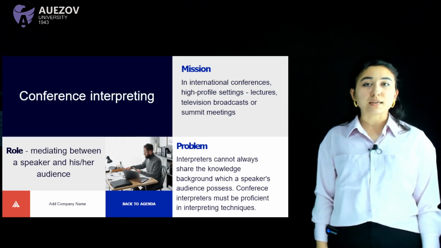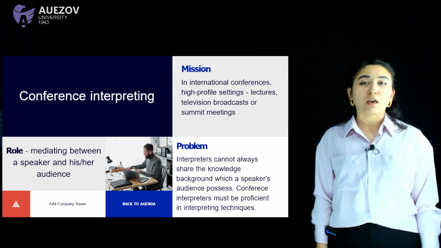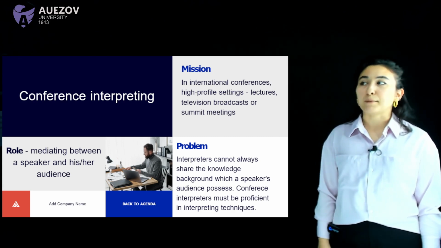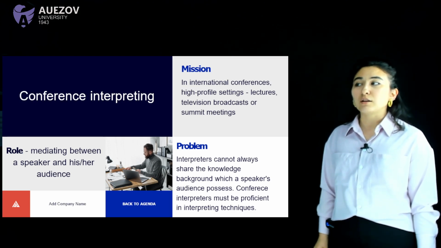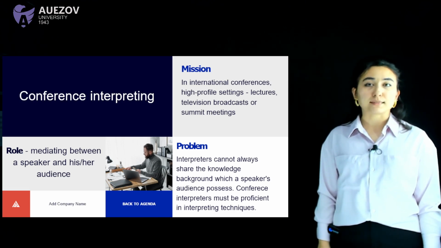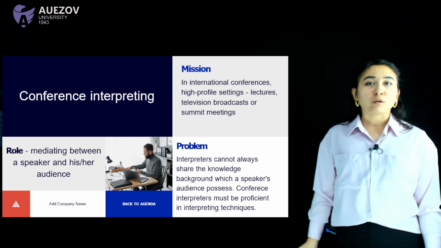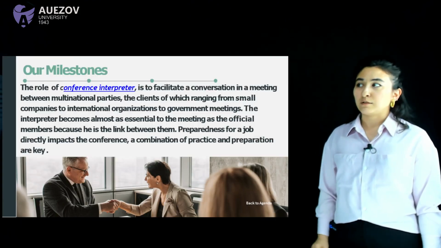Next, for conference interpreting, the role of the interpreter is mediation. He is the mediator between the speakers, between speaker and speaker, between the speaker and the audience. So this is the main role of the interpreter. And his mission and the problem is that interpreters cannot always share the knowledge background which a speaker's audience possesses. The thing that we must consider as well is the background knowledge of the audience that the speaker tries to impress, or he is trying to get the knowledge.